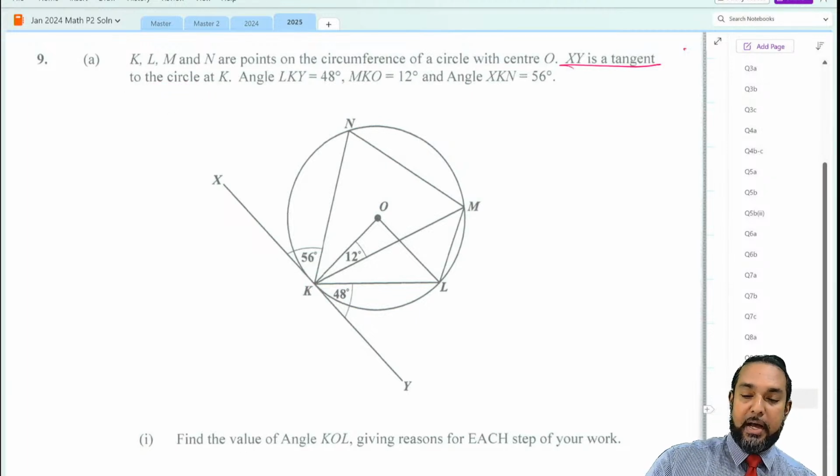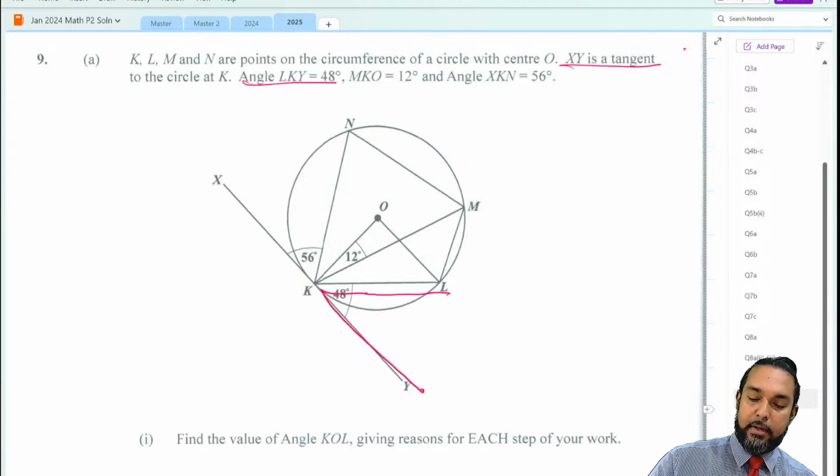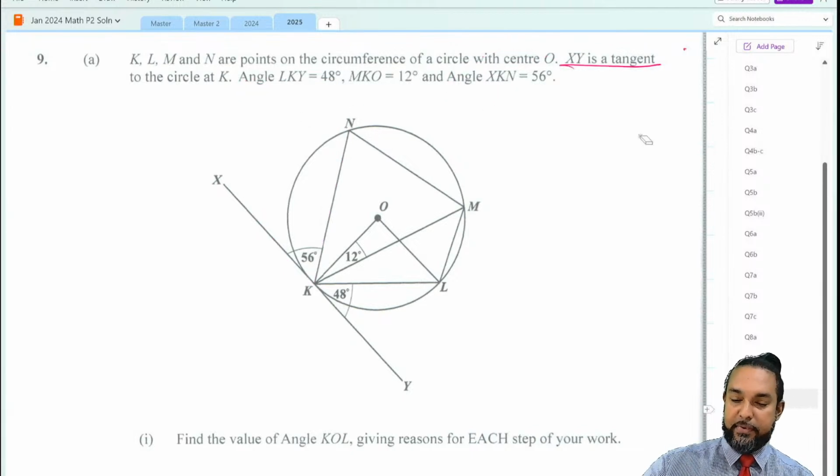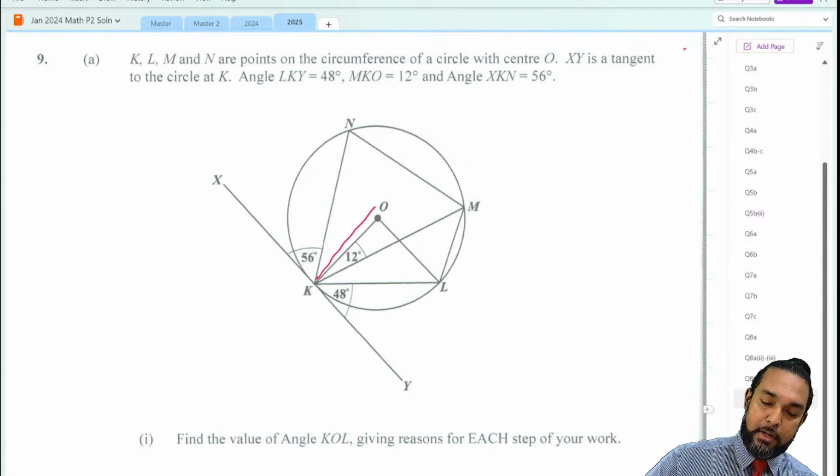Then they said angle LKY is 48 degrees. MKO is 12 degrees, and XKN is 56 degrees. Let's see what they want us to find. Clearly we have to find the value of angle KOL, giving reasons for each step. So we're going to find this angle here.